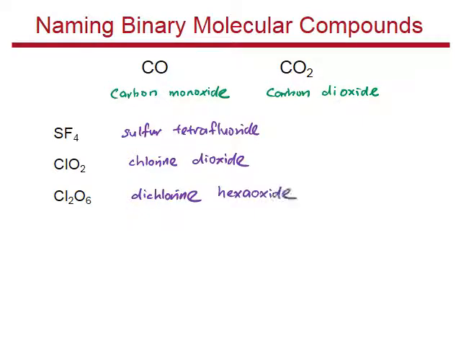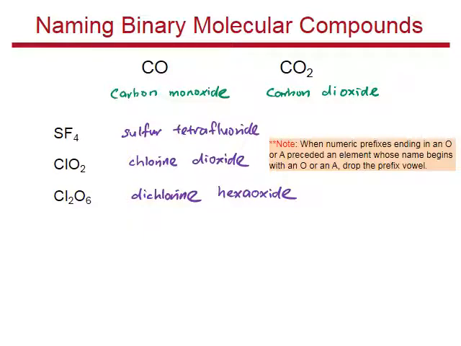Now, one thing that you need to note is that when a numeric prefix ending in an O or an A precedes an element whose name begins with an O or an A, we will drop the vowel of the prefix. So in this case, we are going to drop the A. So instead of hexaoxide, we will call it hexoxide.